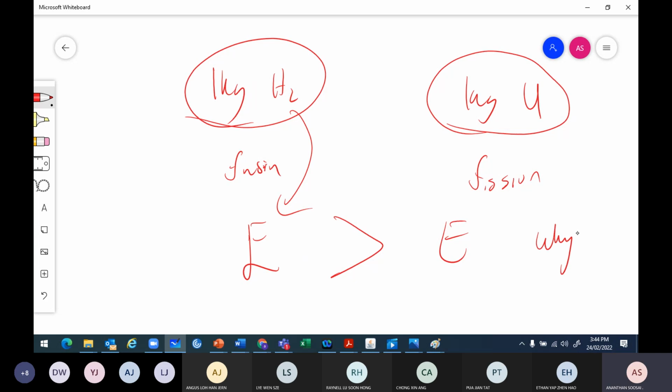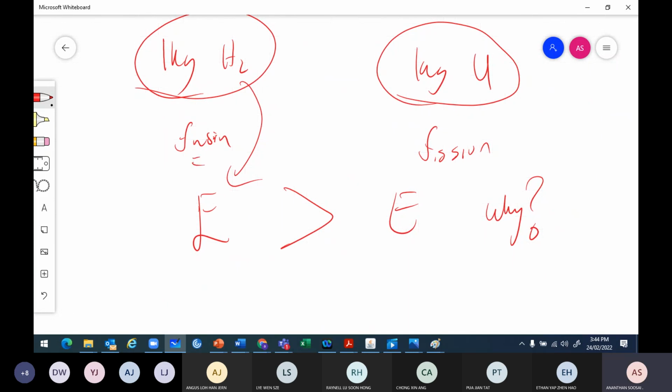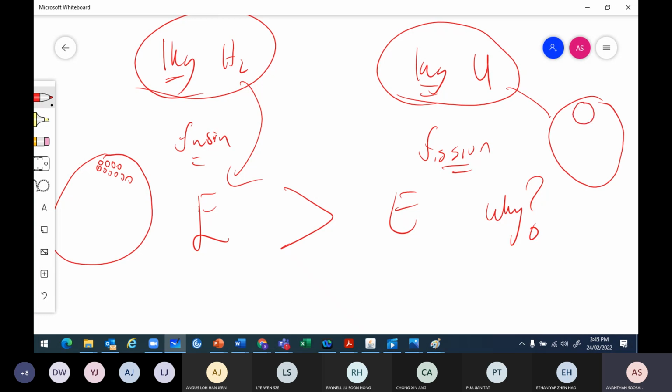Why? Anybody? Why does fusion give more energy than fission? The total energy. Because of what? Although both are 1 kilogram, in 1 kilogram of hydrogen there are a lot of hydrogen nuclei. In 1 kilogram of uranium, the uranium nucleus is quite big, quite large.